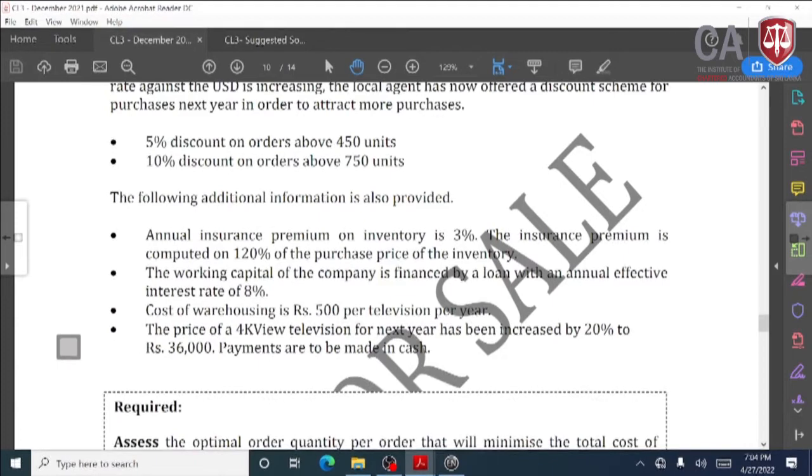Then the cost of warehousing is 500 per television per year. Warehouse charge is 500 rupees. The price of 4K television for next year has been increased by 20%, that is rupees 36,000. It will go up by 20% in the next year. That means 36,000 is the price after increasing 20%. So 36,000 divided by 120% into 100, that means the current price is 30,000. But it will go up to 36,000. Right. Okay.